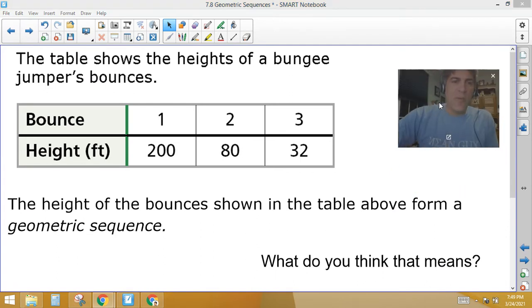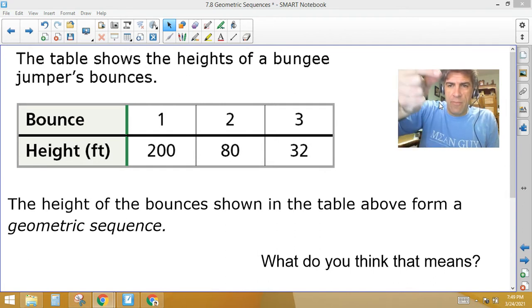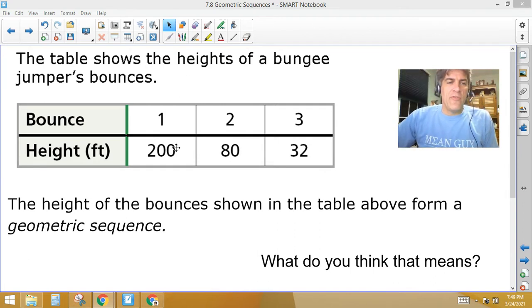So, here's a table that shows the height of a bungee jumper after it bounces. Well, bounces is really the wrong word, but in bungee jumping, you jump off, bungee up, that's a bounce, then bounce, and again, bounce. So after the first bounce, they have a height of 200. Then after the second bounce, it's a height of 80. And the third bounce, it's a height of 32. This shows a geometric sequence. What do you think a geometric sequence actually means?